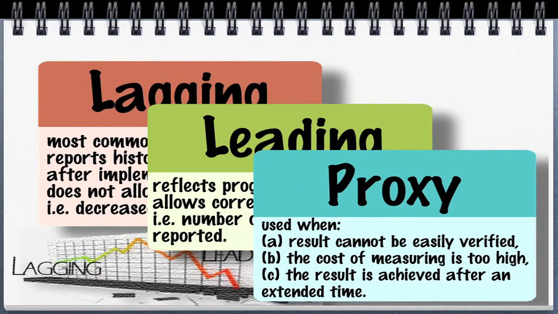Proxy indicator: used when the result cannot be easily verified, the cost of measuring the result is too high, and the result is achieved after an extended time lag. Measuring the increases in rural income, for example, would require a household income and expenditure survey. Proxy indicators may be used instead, such as number of tin roofs or number of bicycles. Another example could be monitoring greater consumption of fertilizer as an early signal for greater agricultural productivity. Proxy indicators may be less precise, but can be effective in discerning trends.